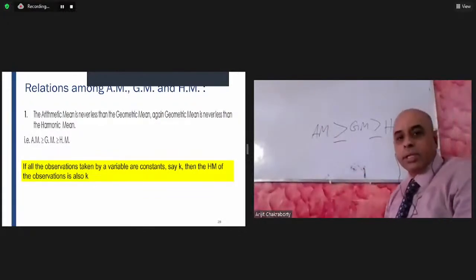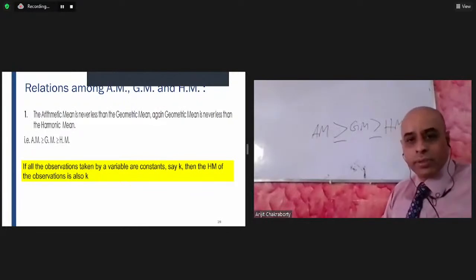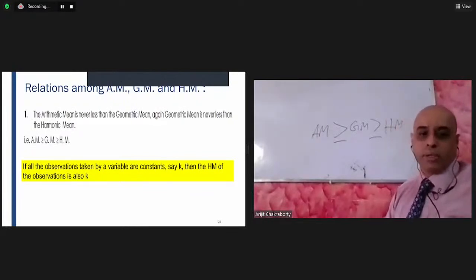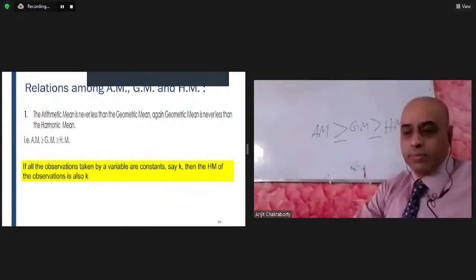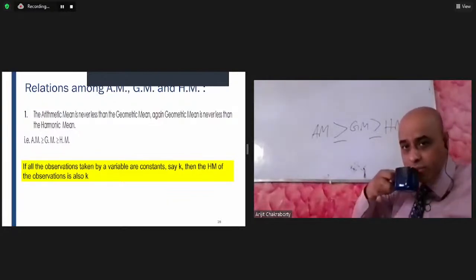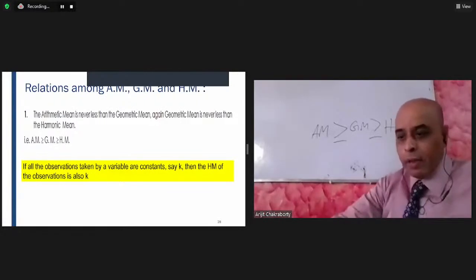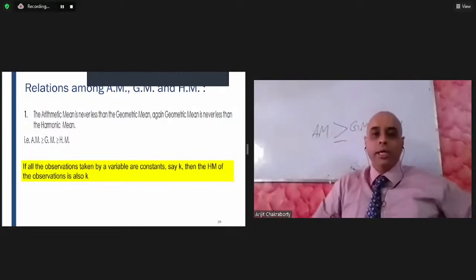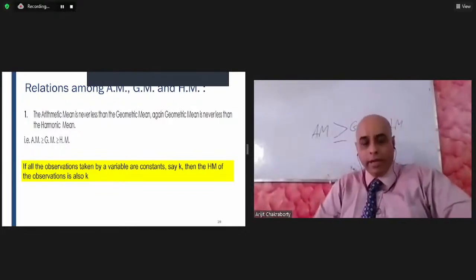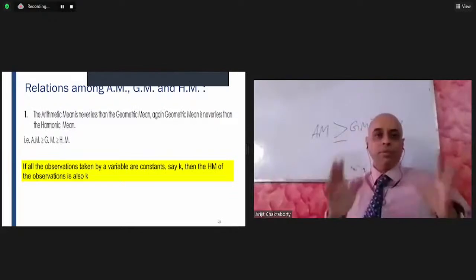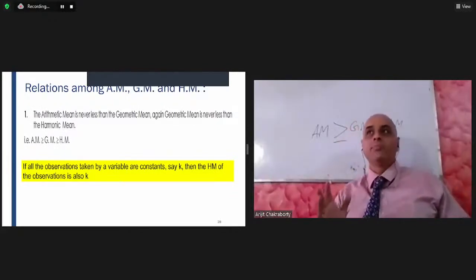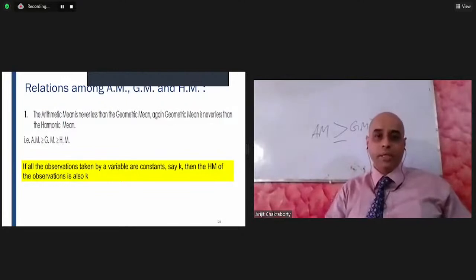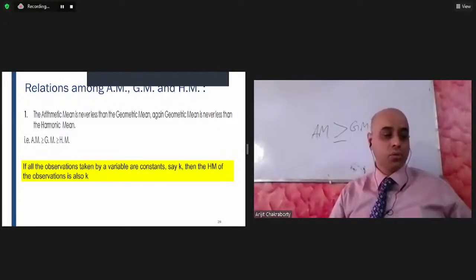So arithmetic mean is never less than geometric mean, and geometric mean is never less than harmonic mean. Very, very important. Please keep a note of this. This is the relation between AM, GM and HM. Just as we had noted the relation mean minus mode is equal to 3 into mean minus median, similarly, AM is always greater than or equal to GM, which is always greater than or equal to HM.